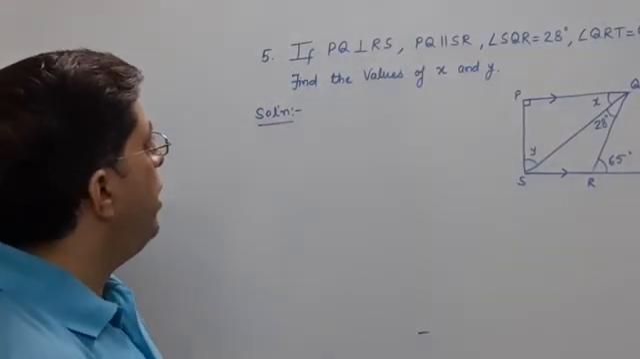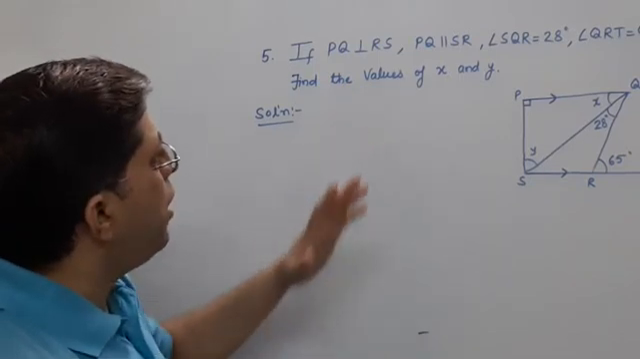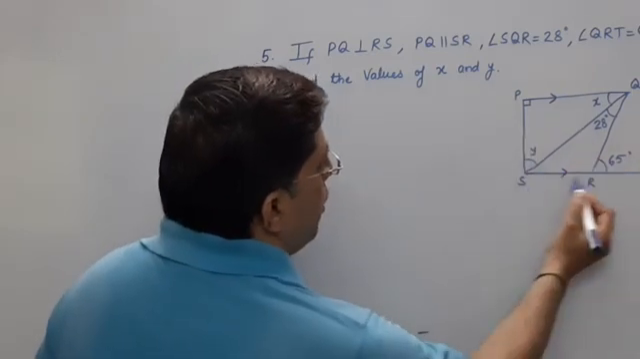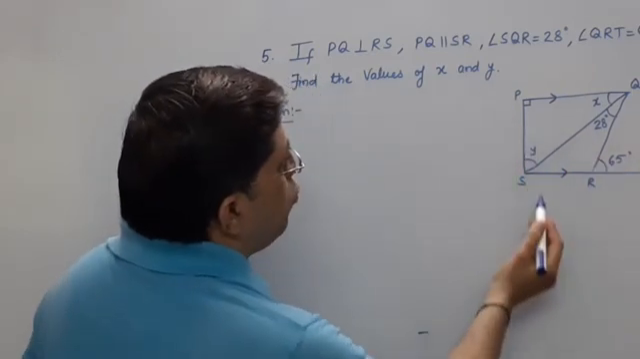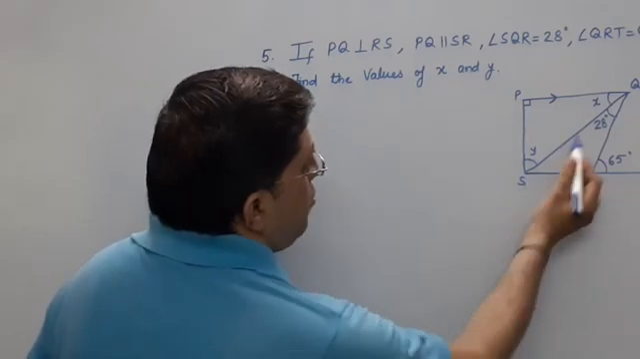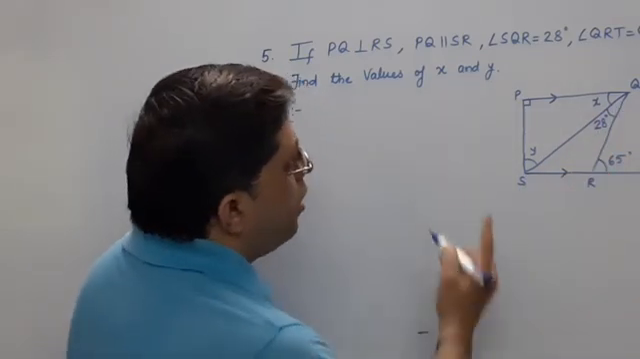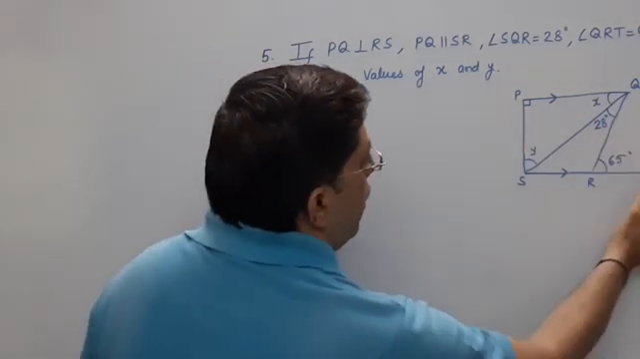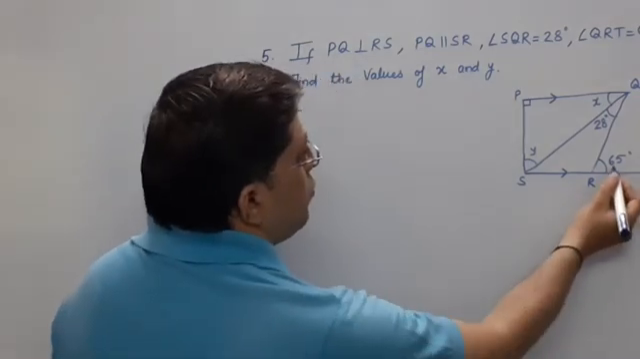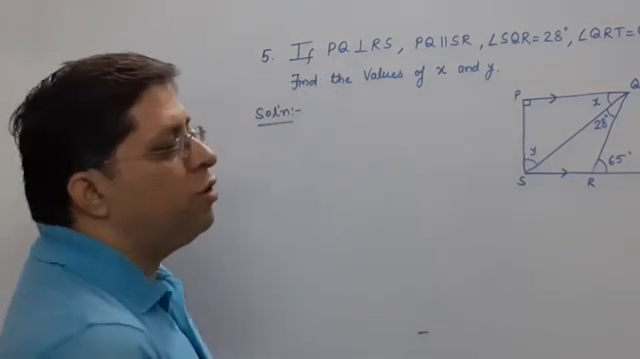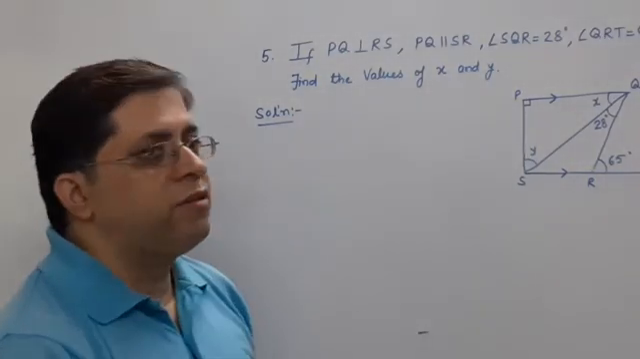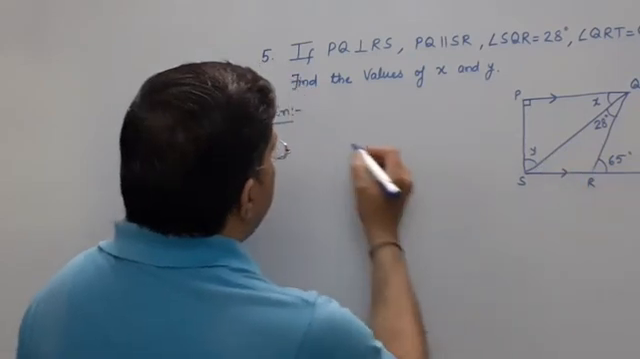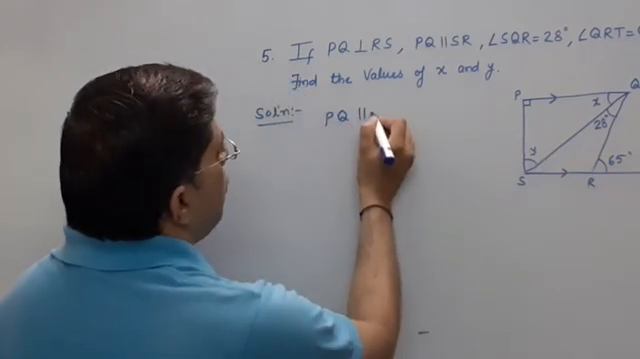Question number 5. If PQ is perpendicular to RS and PQ is parallel to SR also, angle SQR is 28 degrees, and angle QRT is 65 degrees. You have to find values of X and Y. It's a very simple and easy question. See here, these two lines are parallel. Can I write PQ is parallel to SR?